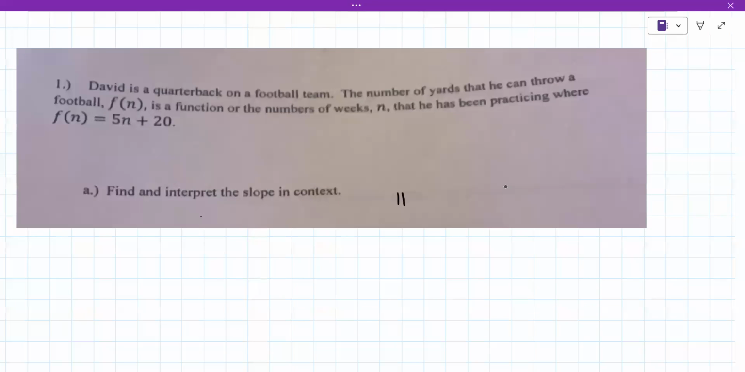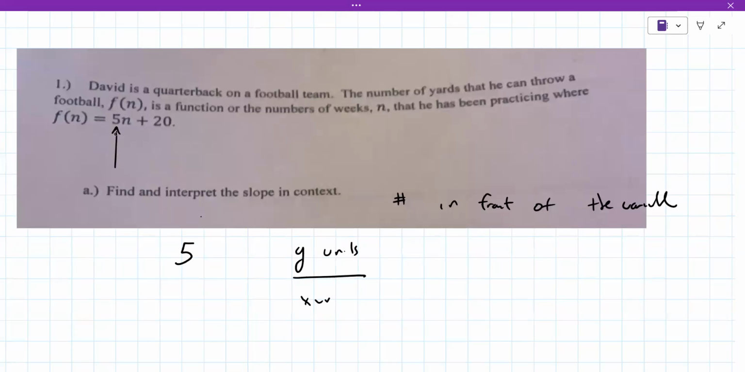All right. So the slope is the number in front of the variable. Okay. What number is in front of the variable in this problem here? 5. So the slope is 5. Now we need units. So the units are the y units over the x units. So it's basically like, what is f of n? f of n is the number of yards, and n, what's the unit of n?